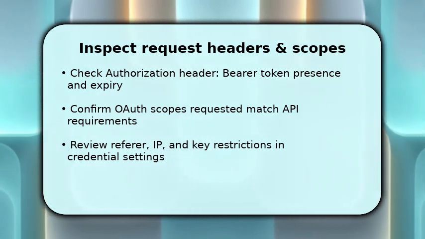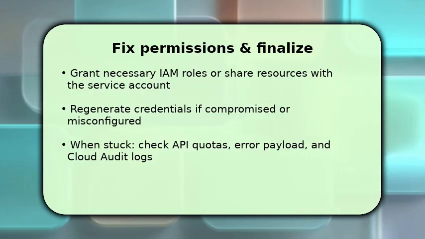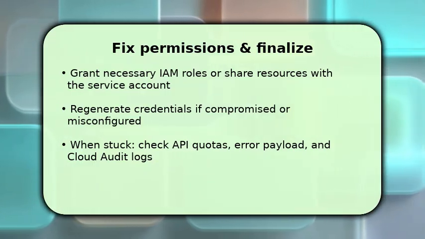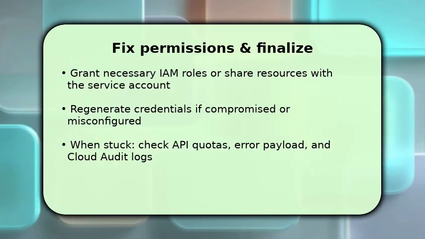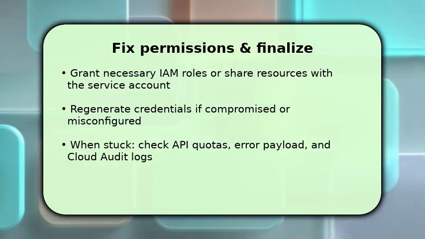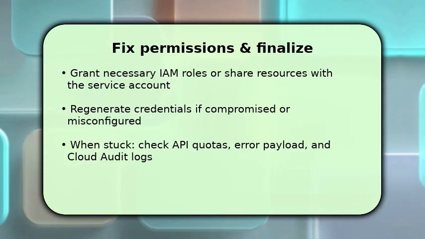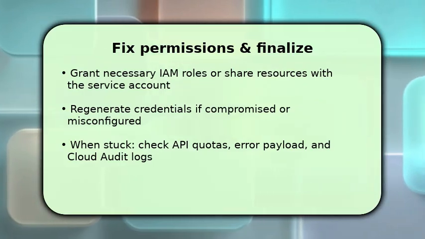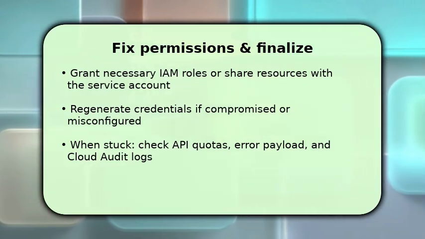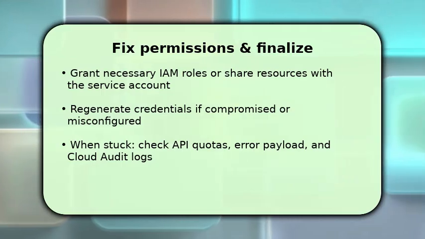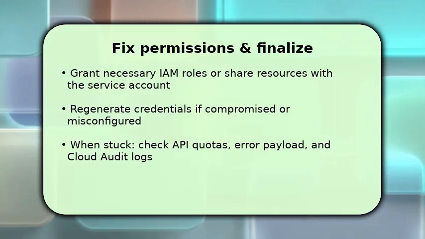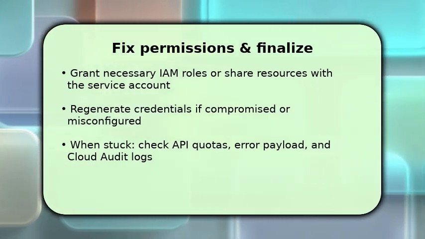To finish, adjust permissions and finalize credentials. Assign explicit IAM roles or add your service account to the resource's access list so the account has the right to call the API. If settings seem correct but errors persist, regenerate API keys or OAuth secrets and update your app. Make sure to redeploy any server code using old credentials.